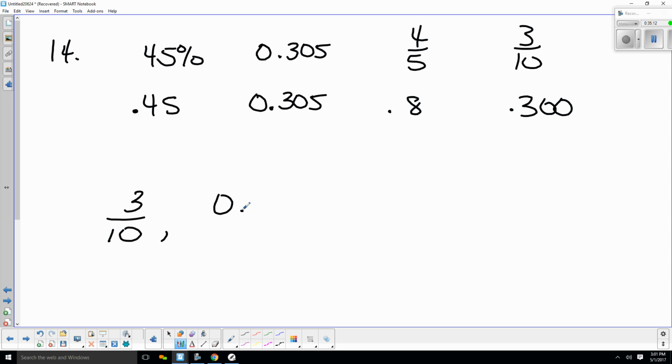Then 0.305. Between 0.8 and 0.45, 0.45 is my smallest. And then I have 4/5.